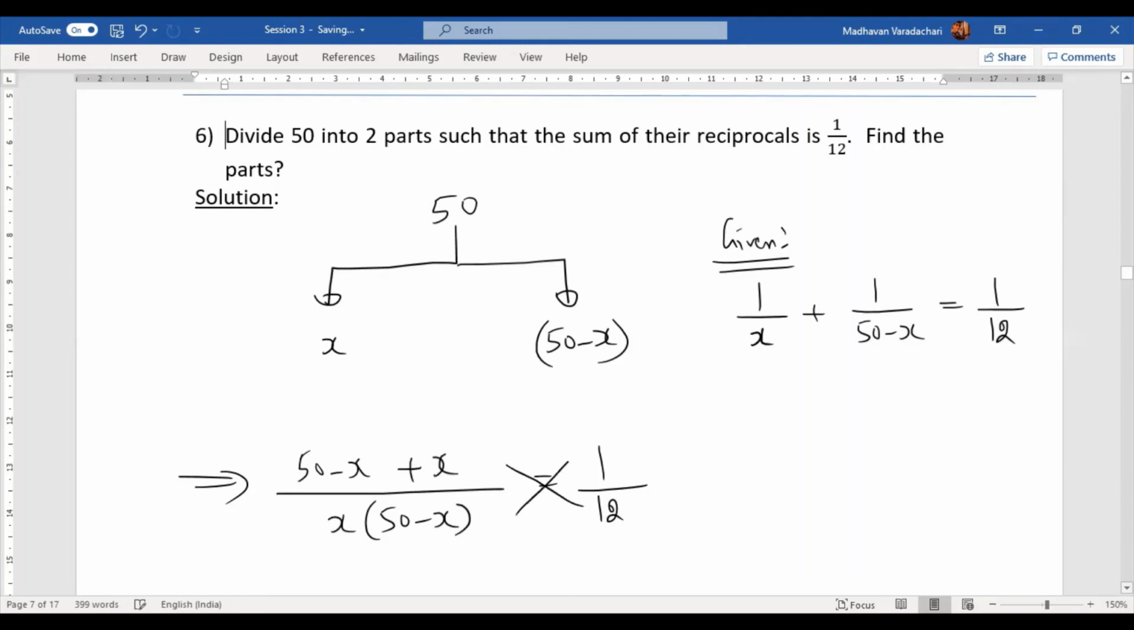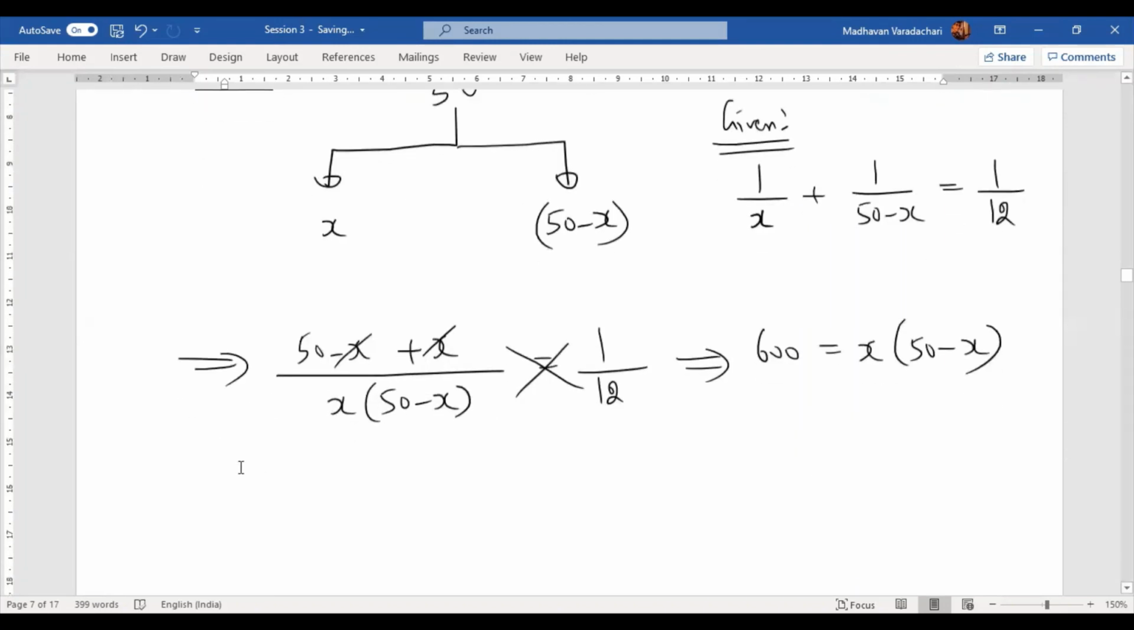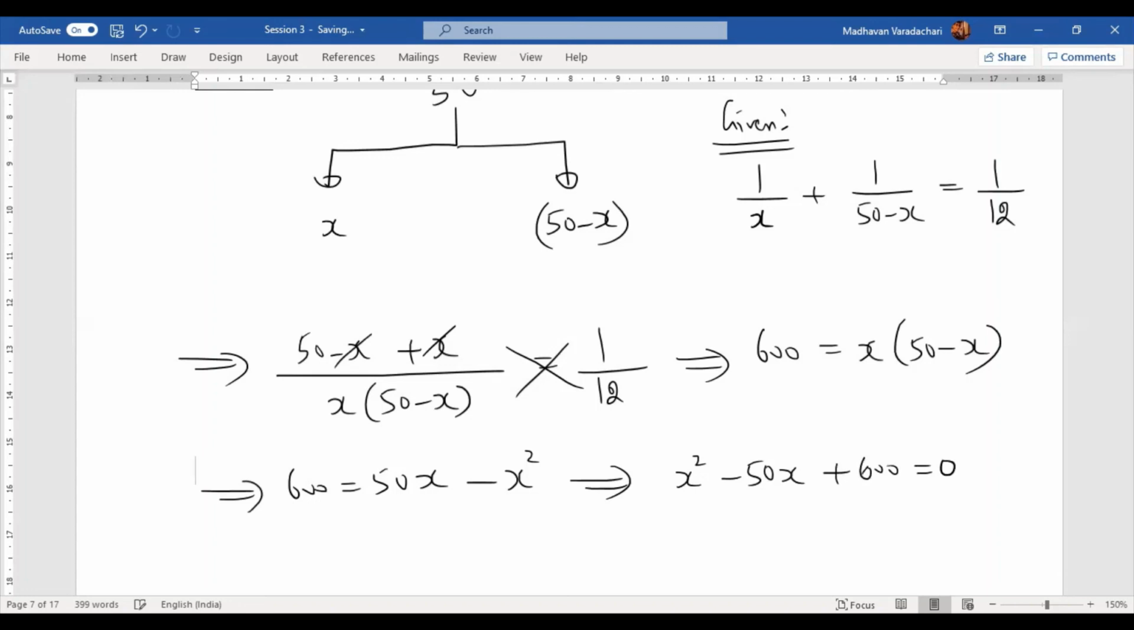Cross multiply this. Anyway, this and this gets cancelled. So if I cross multiply 12 into 50, it becomes 600. Here you will have x into 50 minus x. Now what? This implies 600 equal to 50 times x minus x square. Now rearrange the terms. I will take negative x square to the left side. It will become positive. 50x to the left side, it will become negative. And 600 I will retain. This will be equal to 0.